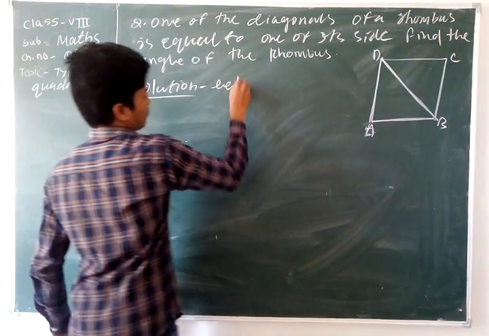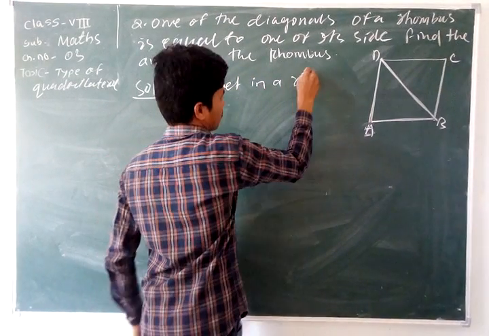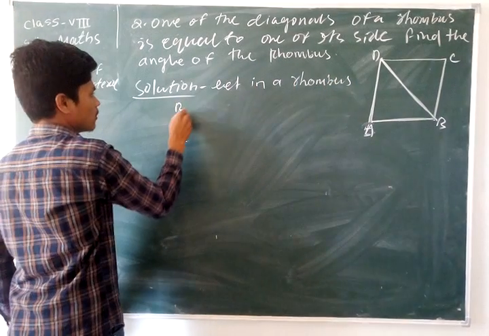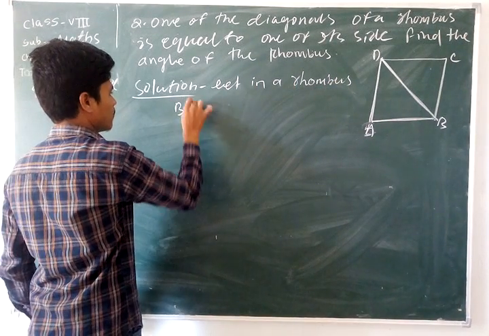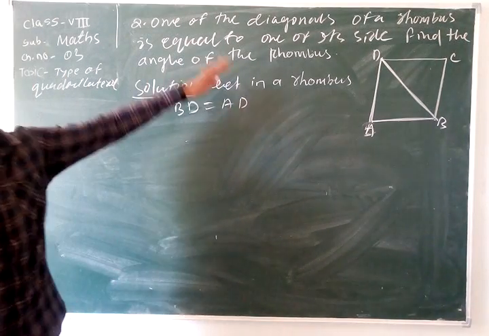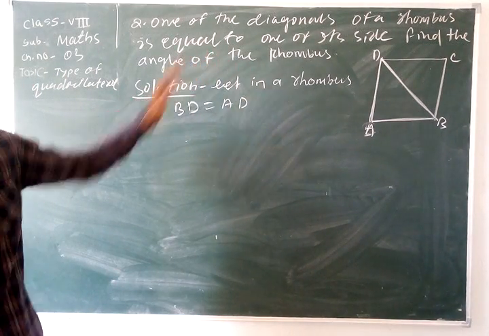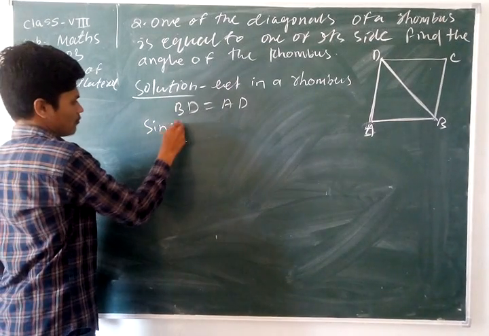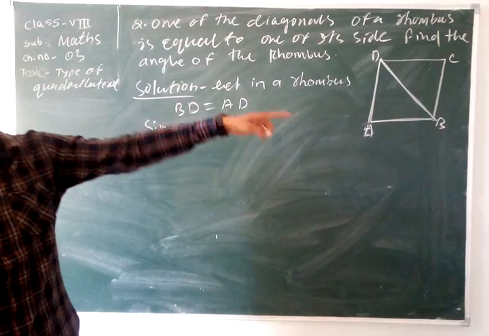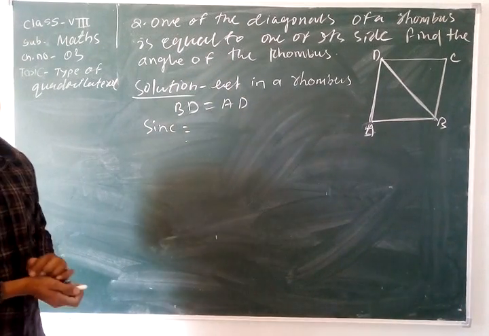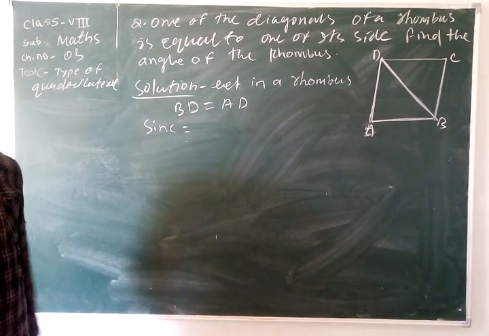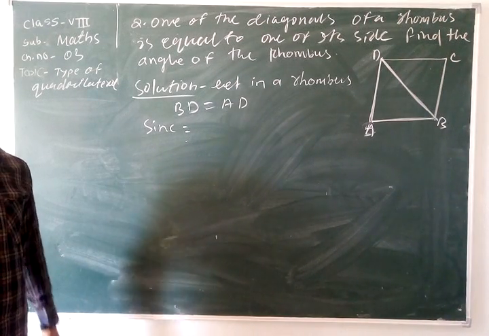Let in a rhombus BD equal to AD. Why BD equal to AD? That is given in the question. AD equal to BD. Since we know BD is one side, then BD equal to all sides of the rhombus. So AB equal to AD equal to BD.